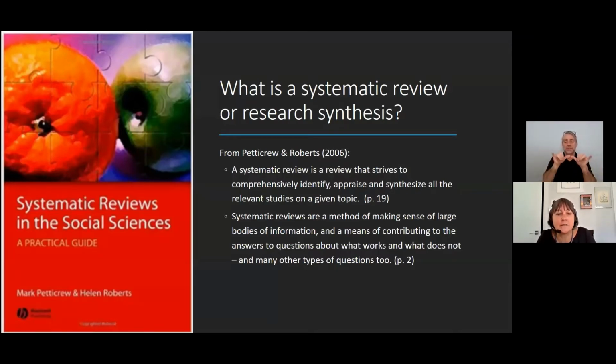Okay, so what is a systematic review or research synthesis? This definition is coming from an early book on systematic review in the social sciences by Mark Pettigrew and Helen Roberts. You can see here on the slide that a systematic review is a review that strives to comprehensively identify, appraise, and synthesize all relevant studies on a given topic. And systematic reviews then are a method for making sense of large bodies of information and a means of contributing answers to questions about what works and what doesn't, and many other kinds of questions that we'll talk about in a minute.